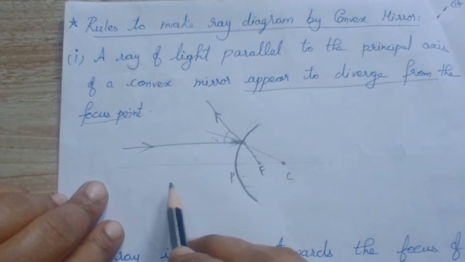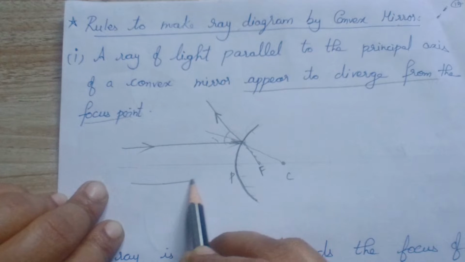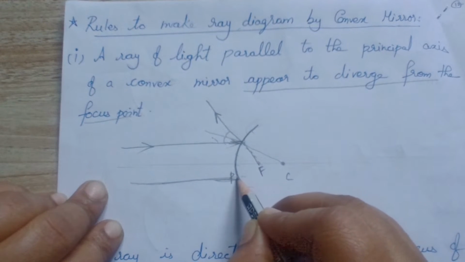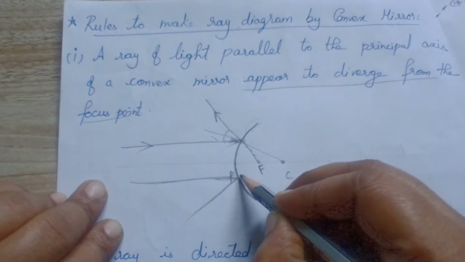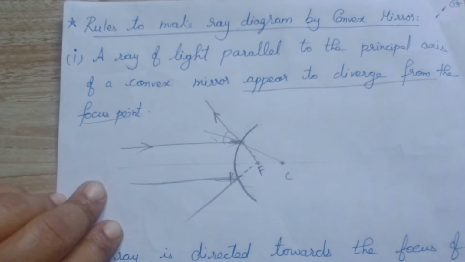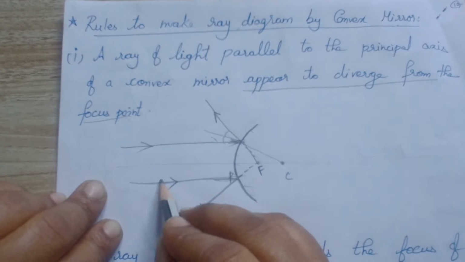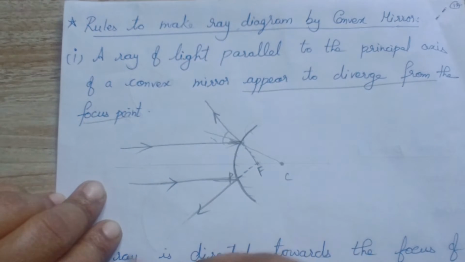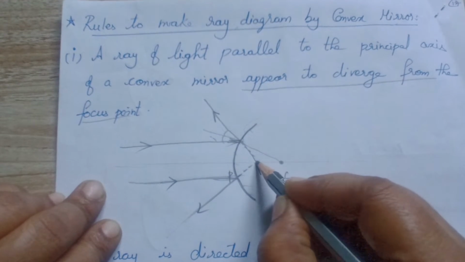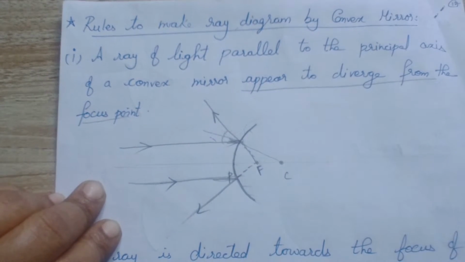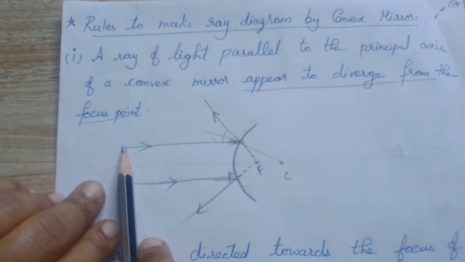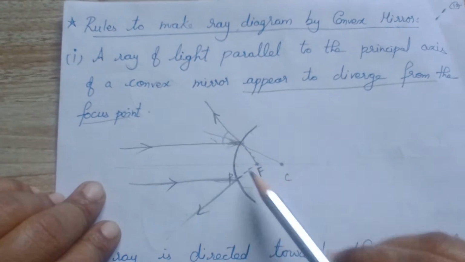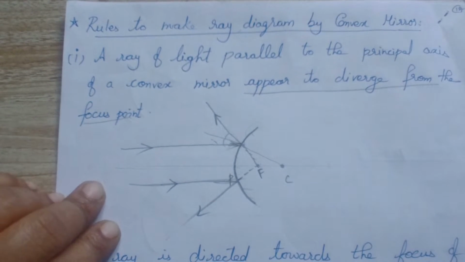For example, this is your line which is parallel to the principal axis. From where will it diverge? It diverges from the focus point. See, this is your incident ray, this is your reflected ray. It appears to diverge like this. So this is your first rule: when the ray of light is parallel to the principal axis, it appears to diverge from the focal point. Clear on this? Okay, fine.